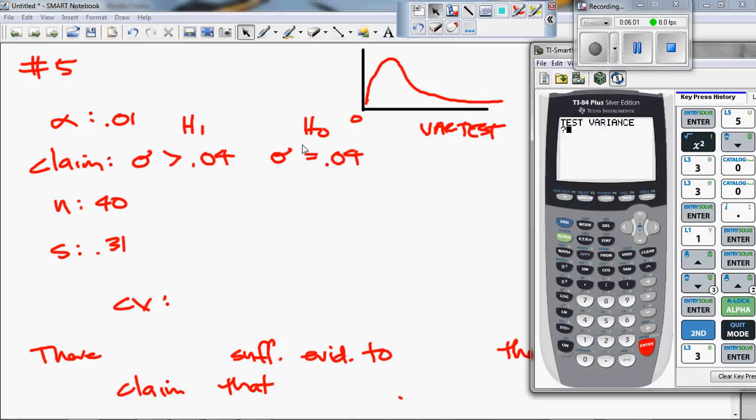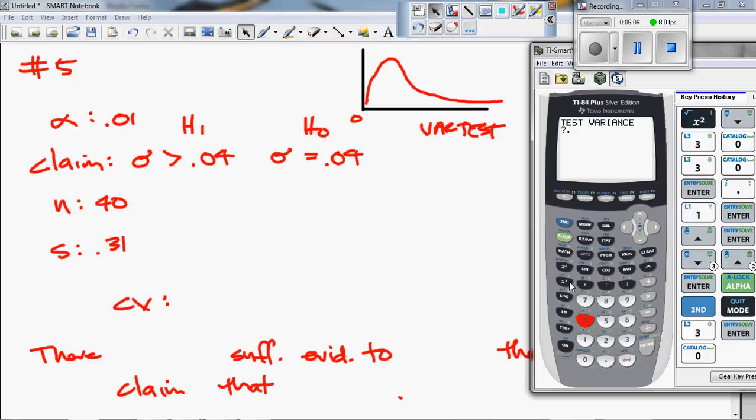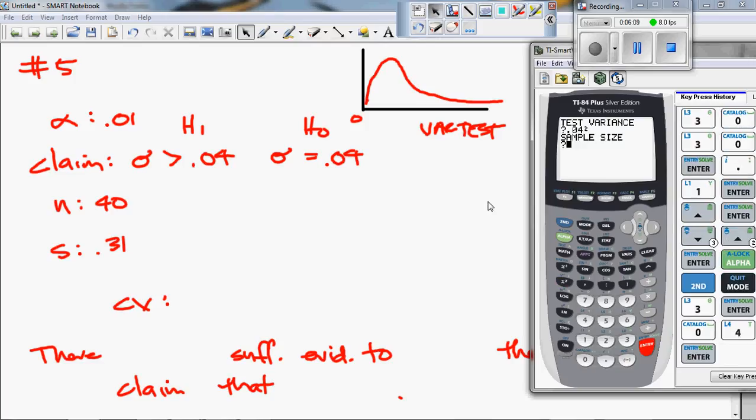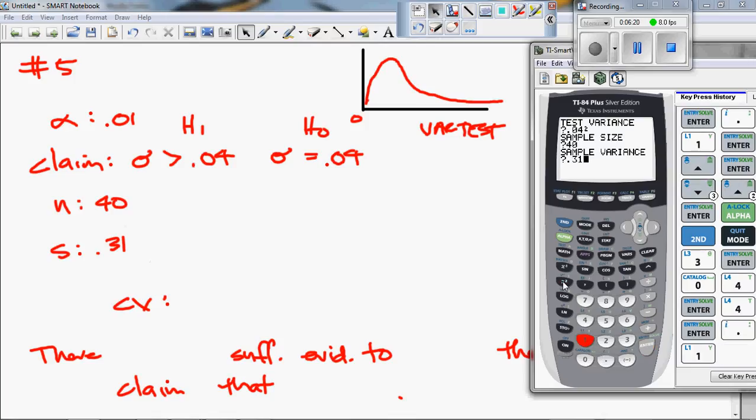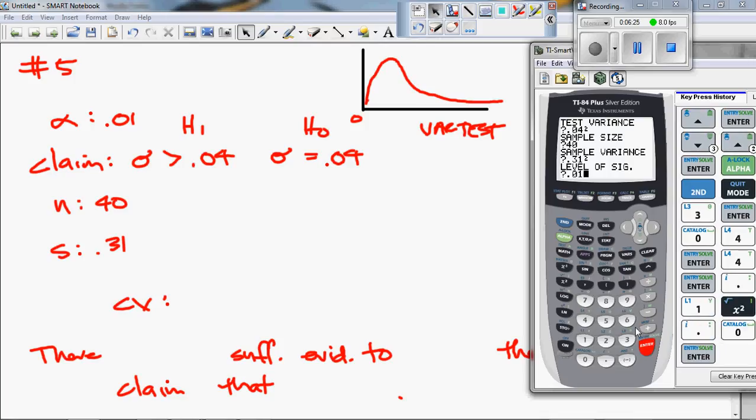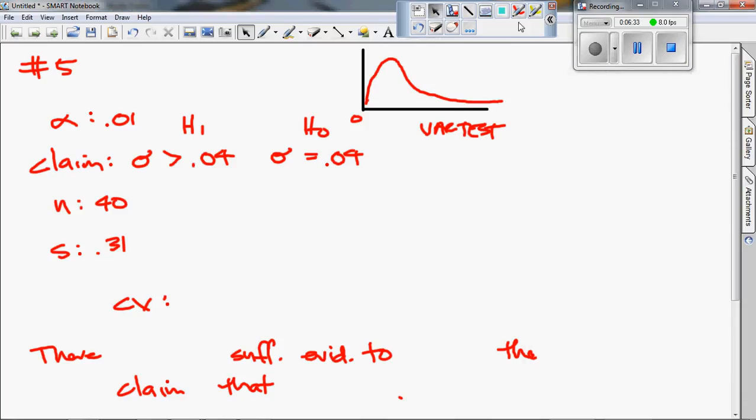And the variance that we're testing, the standard deviation is 0.04, so the variance is 0.04 squared. The sample size is 40. Sample standard deviation is 0.31, so the sample variance is 0.31 squared. And the significance level is 0.01. So we write down our test statistic: 23.42 43. That is our chi-squared test statistic.